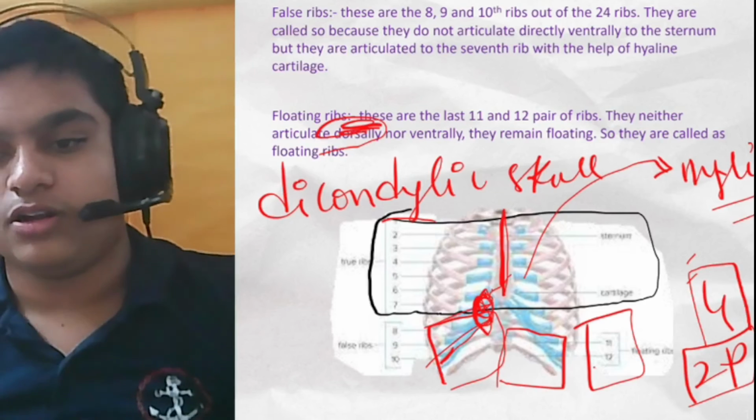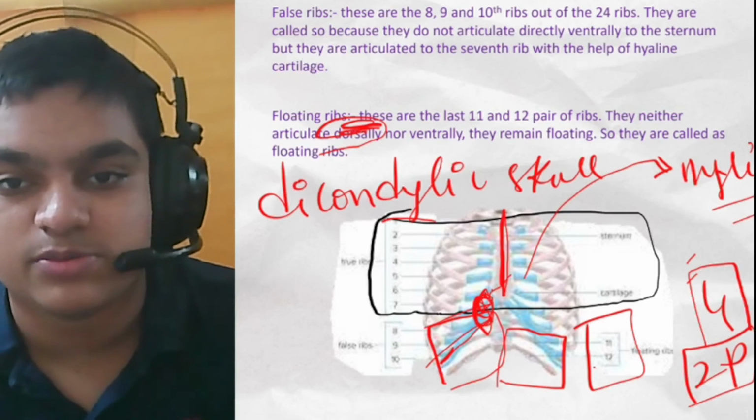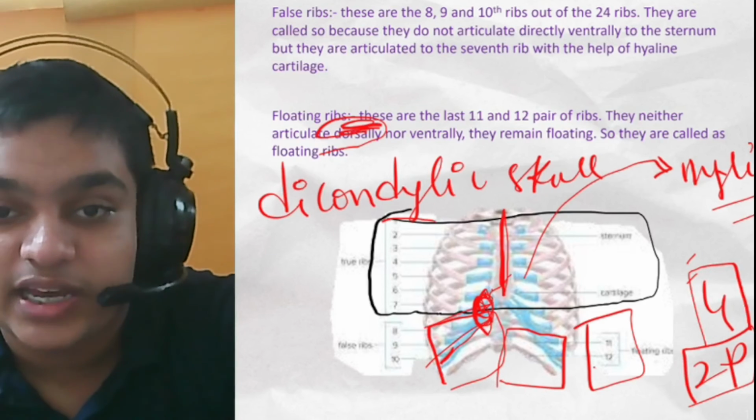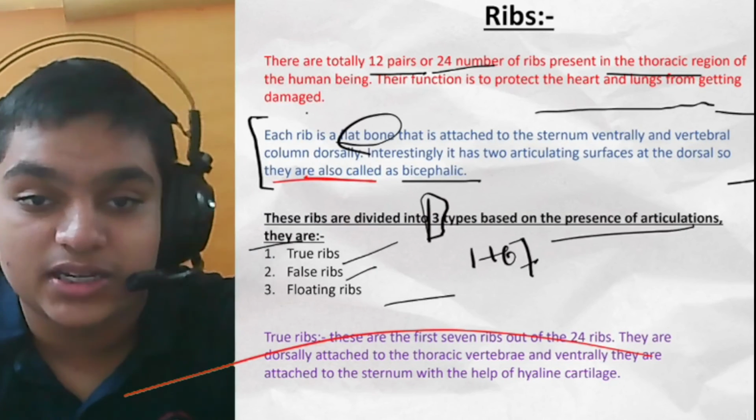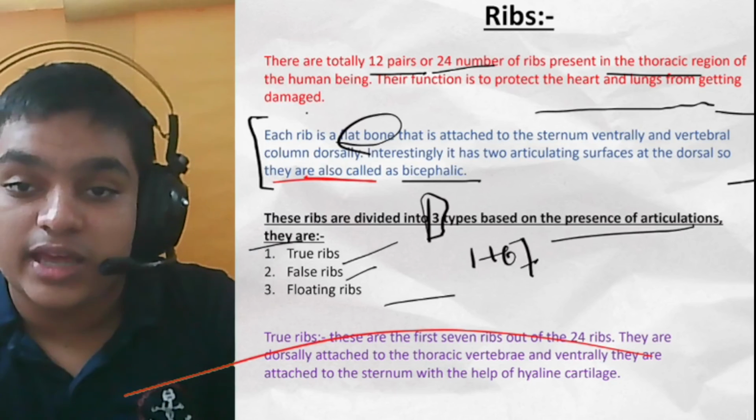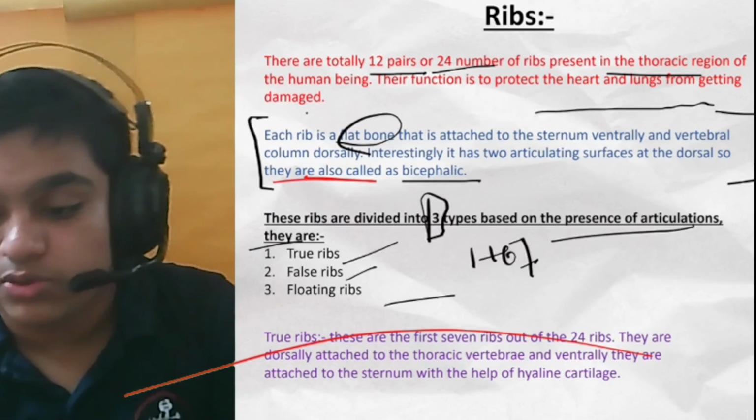Now please mark it in your NCERT, it is very important. The human skull is called a dicondylic skull. Human ribs are called bicephalic ribs. Why? They have two articulating surfaces on the dorsal side.